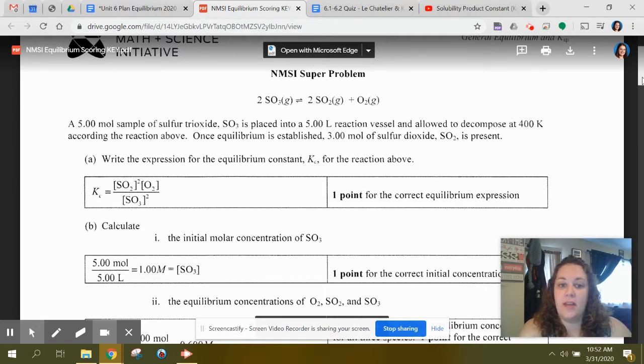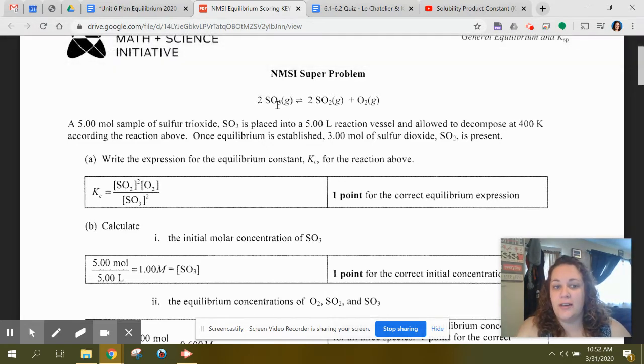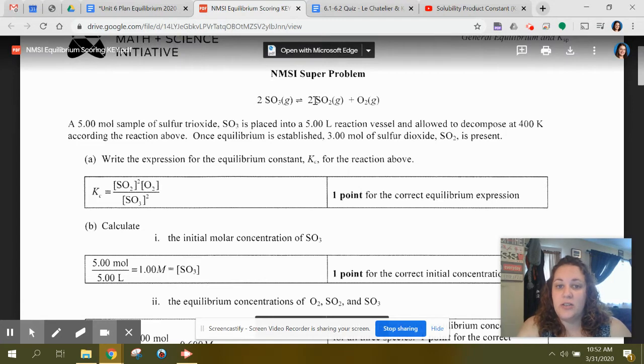So part A, write the expression for the equilibrium constant. That's not wanting you to plug anything in. That's just what does the expression look like. As with any equilibrium expression, it's always the concentration of products over the concentration of reactants. So for this one, K equals the SO2 concentration squared times the O2 concentration divided by the SO3 concentration squared.